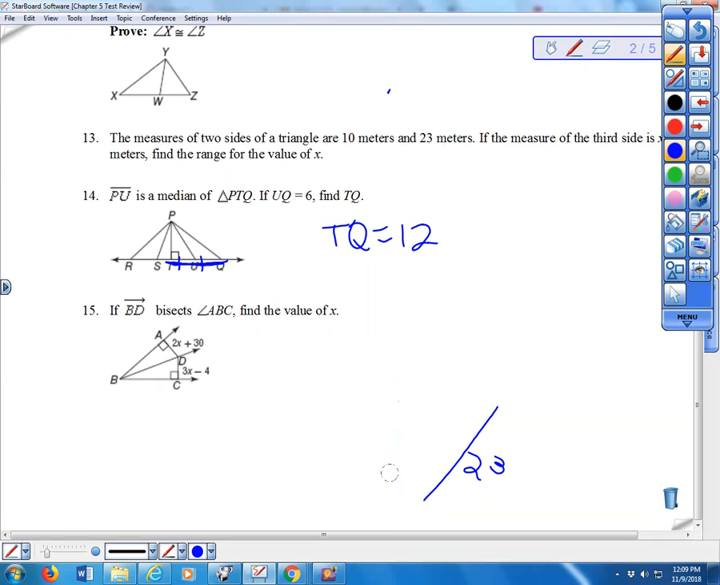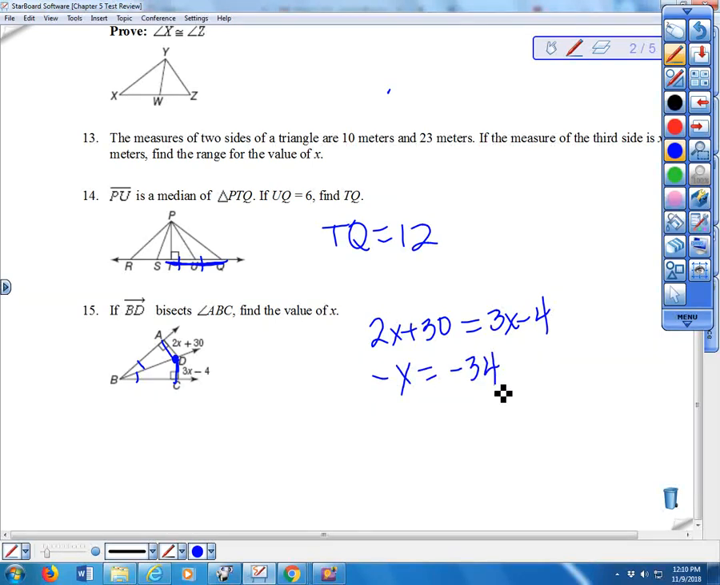All right, number 15. If BD bisects angle ABC, so this is an angle bisector, find the value of x. Well, if it's an angle bisector, we know from when we learned how to do incenters that a point on the angle bisector is equal distance to both sides of the angle. So I would just set 2x plus 30 equal to 3x minus 4. So negative x equals negative 34. x is 34.